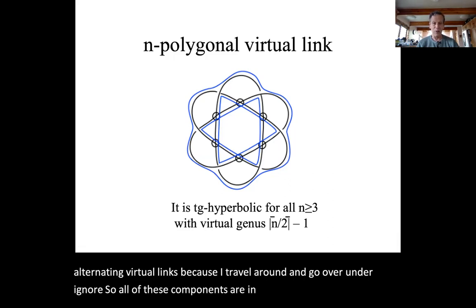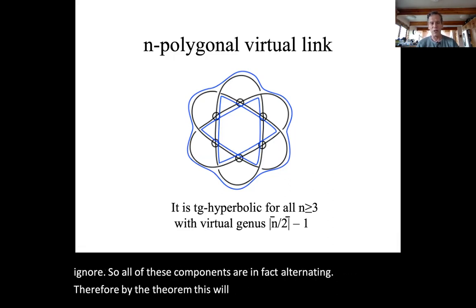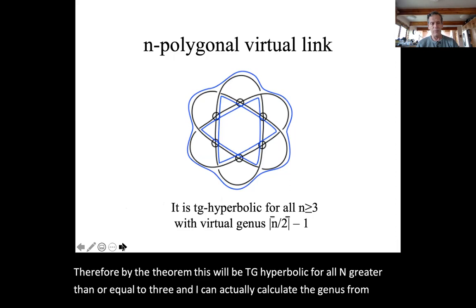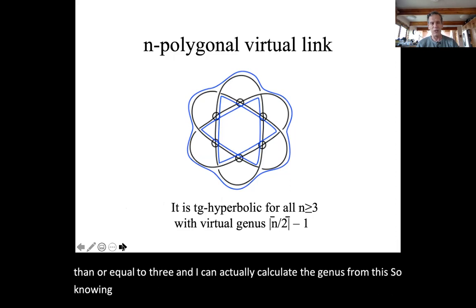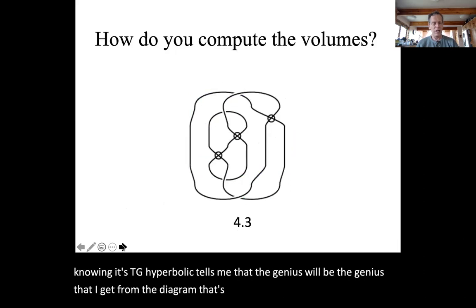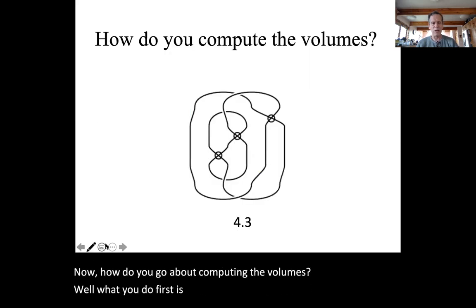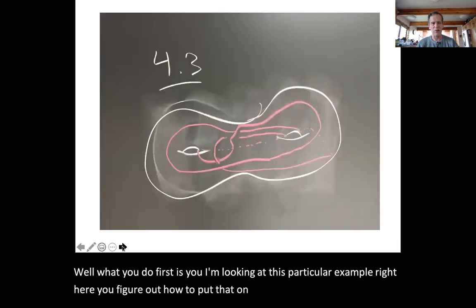Therefore, by the theorem, this will be TG hyperbolic for all n greater than or equal to 3, and I can actually calculate the genus from this. Knowing it's TG hyperbolic tells me that the genus will be the genus that I get from the alternating diagram. Now, how do you go about computing the volumes? Well, what you do first, looking at this particular example, is figure out how to put that on the corresponding surface.